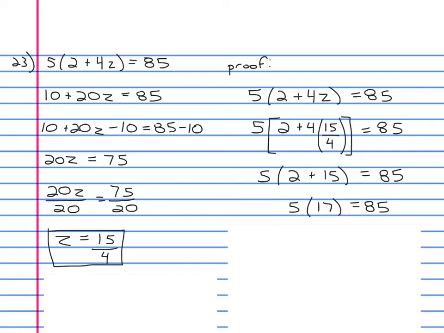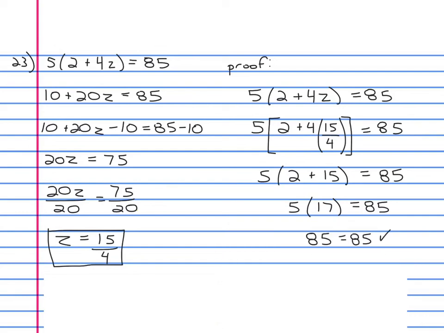Okay, and now last step, we're going to do the multiplication. 5 times 17, calculate it on the side if you need to. 5 times 17 is really 5 times 10, 50, and 5 times 7, 35. What's 50 plus 35? It is 85, and so 85 equals 85. Check.